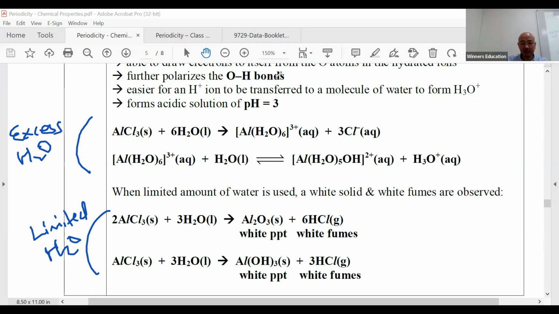What will you see? A white solid and a white film, whatever color it is. Why? Once again, it is because your AlCl3, let's say they are red in color, reacts with your water, and you form a white precipitate. Now, I have two equations there. You can check your school notes. Different schools use different ones. They are the same in a way.